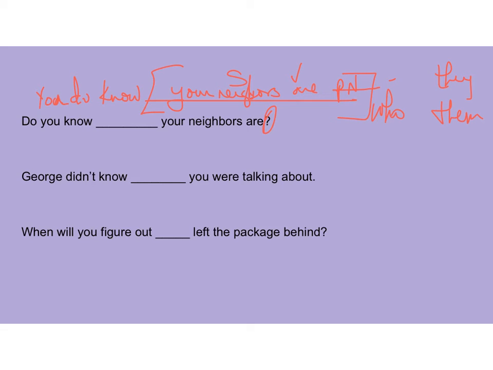Take a look at this one. George didn't know blank you were talking about. Verb, subject. You were talking about they, you were talking about them. You were talking about them. Objective case, object of the prep.